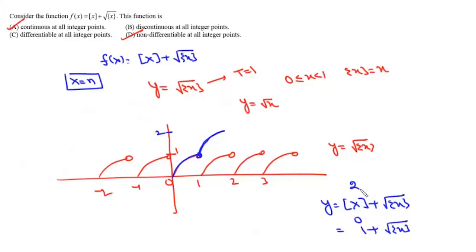Between 2 and 3, the greatest integer function of x will be 2, and then 2 plus under root of fractional part of x. So this graph will be shifted 2 units upward. So from 0 to 1, now it'll be from 2 to 3. This is how the graph will be connected. If we keep joining these graphs, we'll get the graph of y equals greatest integer function of x plus under root of fractional part of x. Now clearly this function is continuous at all integer points, and it is not differentiable at all the integer points. So again, the answer is A and D. So we have solved this question much more easily and quickly using graphs.